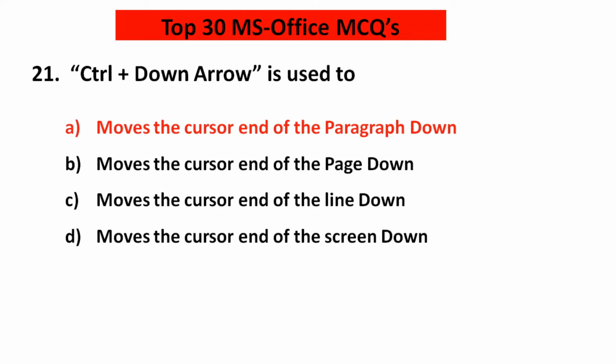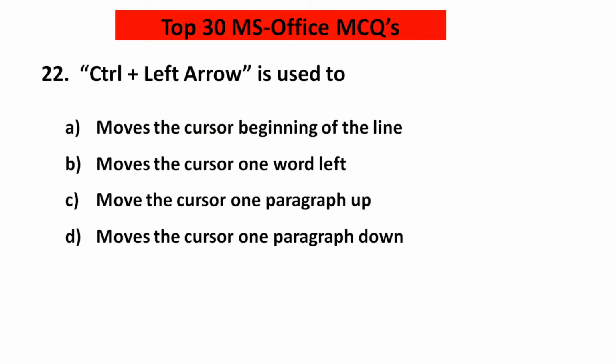Next question. Ctrl plus left arrow is used to: option A. Move the cursor to the beginning of the line. B. Move the cursor one word left. C. Move the cursor one paragraph up. D. Move the cursor one paragraph down. And the right answer is option B. Move the cursor one word left.